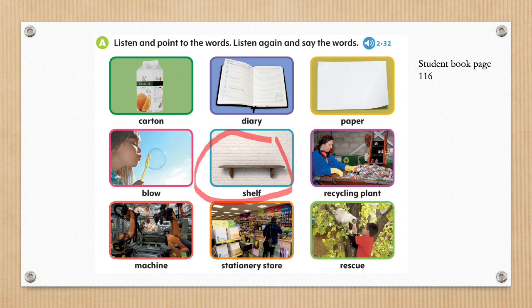Next, we have shelf. A shelf is usually placed on a wall or beside it. We use a shelf to hold things like our books or kitchen appliances. In the classroom, we have a shelf with all of our books on it. Next is recycling plant. A recycling plant is where we send all of our recyclable rubbish, example cans and plastic bottles and glass, so that they can be crushed and reused again.